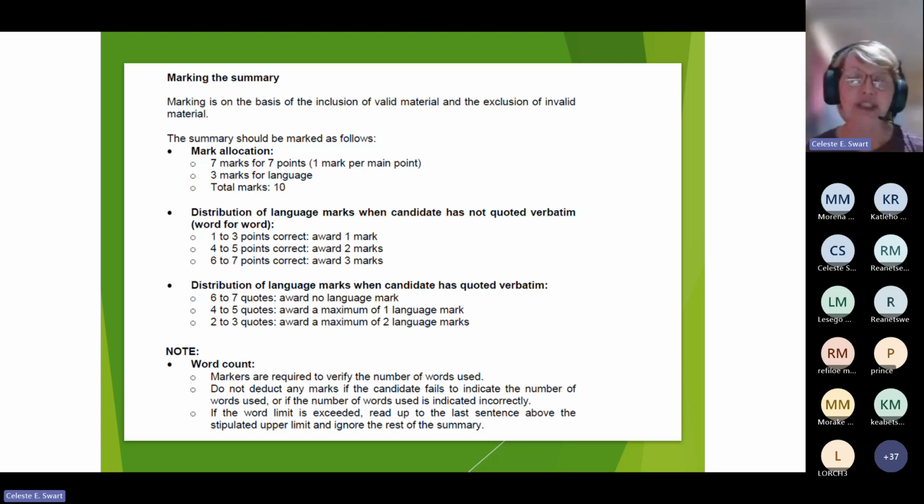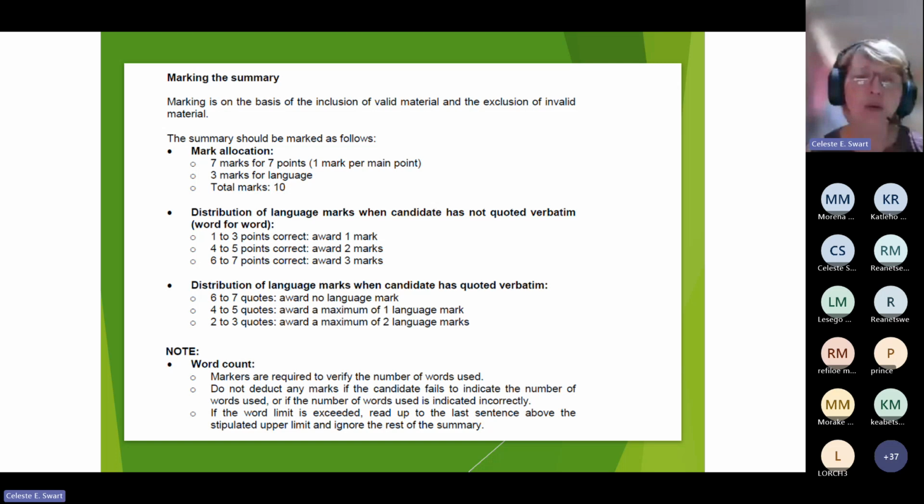Now, this is where you're going to see how you get your marks, but I want you to look at a specific point here. Don't worry about everything else. If you've quoted verbatim, in other words, you've quoted word for word, then this is the guide that's going to be used. So if you have 3 quotes correct, if you've got 3 points, or even if you have 7, but 3 of them are quotes, this is where your language mark will be.